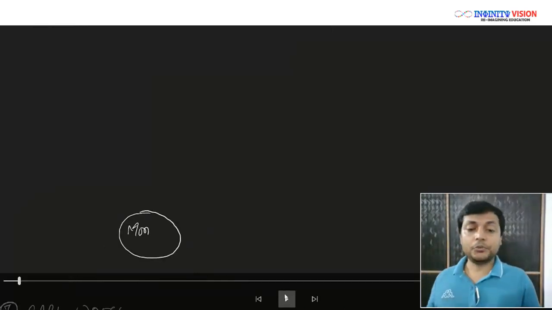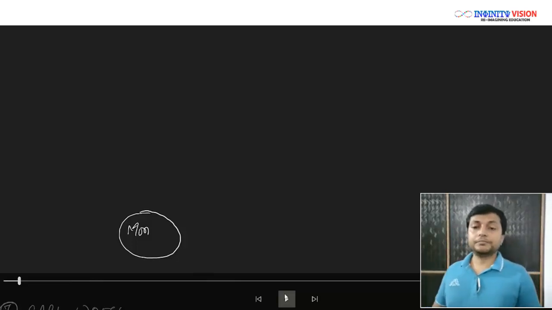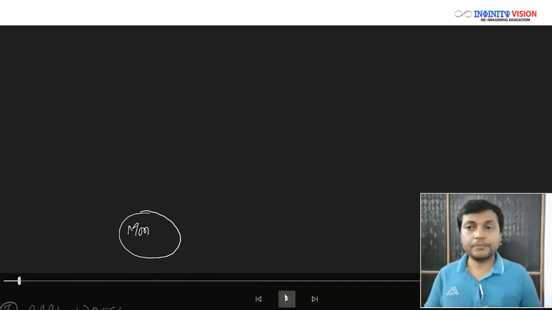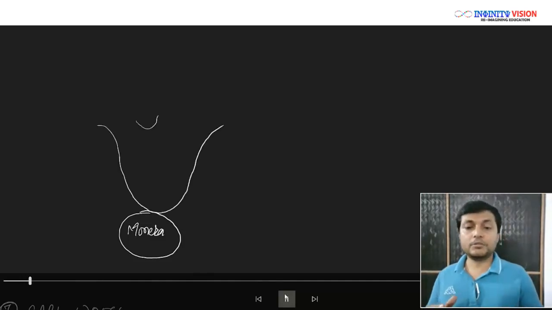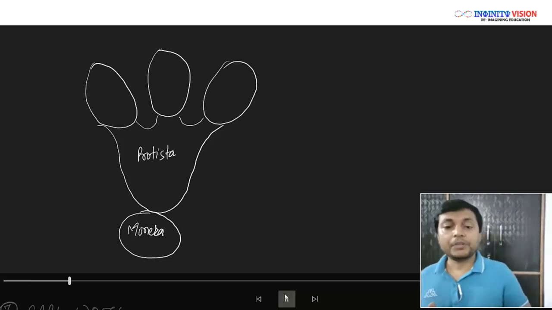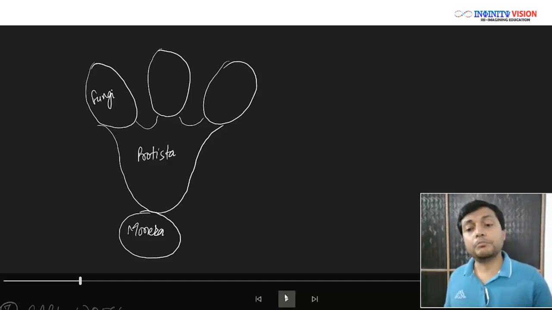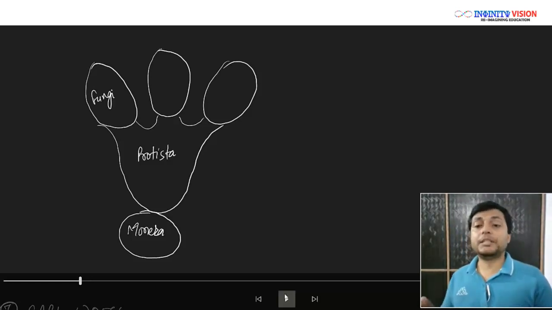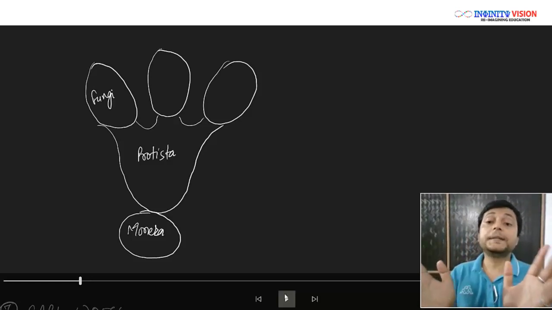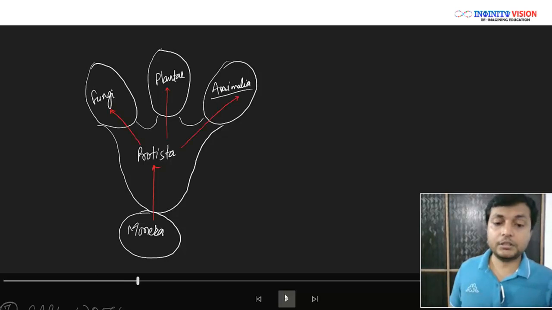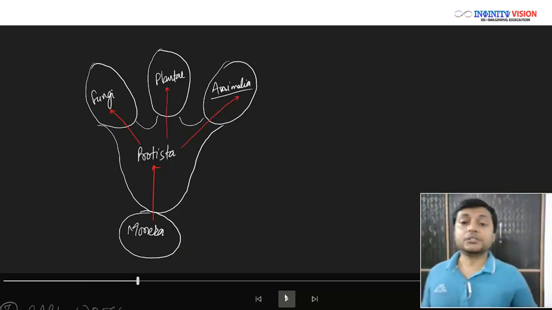So what I am doing here is making a diagram to show how these five kingdoms have developed. This diagram is on the basis of the evolution pattern. First of all, the organisms that evolved were Monera. From Monera developed Protista, and then this Protista diversified into three kingdoms, that is fungi, plantae, and animalia. Now see, the red arrow shows the pattern of evolution.